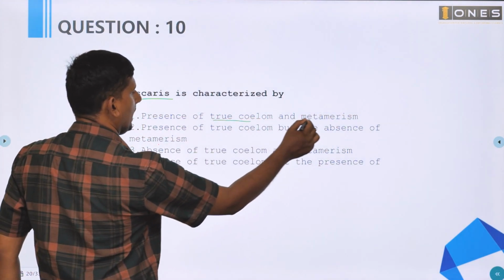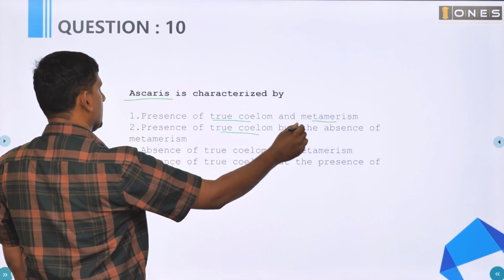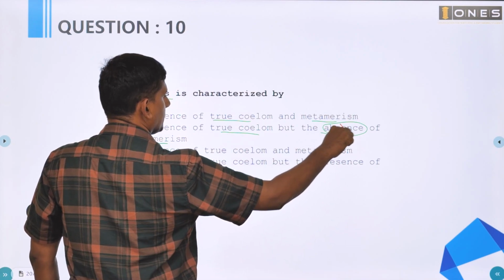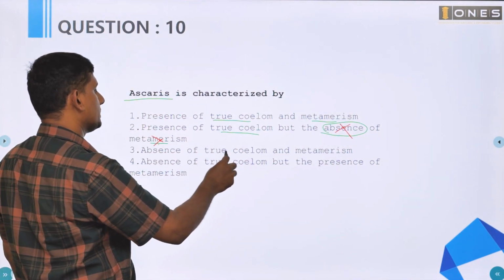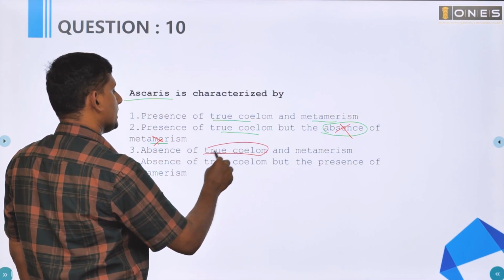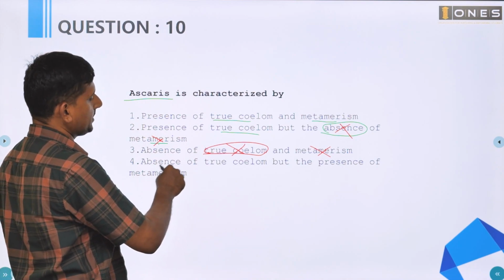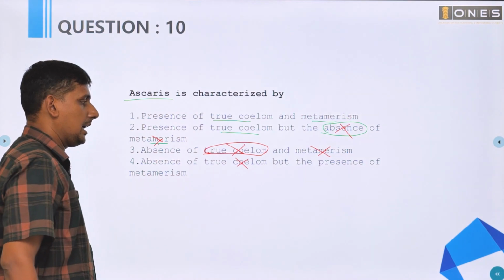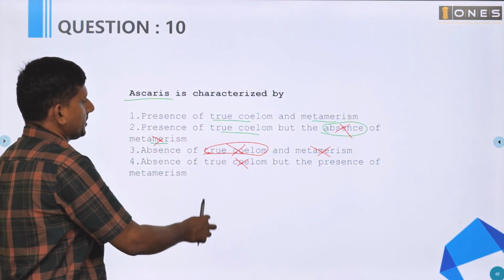So option A, presence of true coelom and metamerism. Second option, the presence of true coelom but absence of metamerism. Now the third option is absence of true coelom and metamerism, both absent. Now the next option is absence of true coelom but presence of metamerism. So this is the fourth option. Don't get confused.